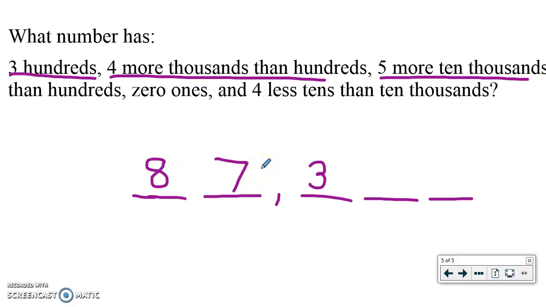Simple, the math you got to do. This one's nice, 0 1s. Okay, so my 1s place, put a 0 there. And finally, 4 less 10s than 10,000. Okay, so my 10,000 here is the 8. 4 less than that is 8 minus 4 is 4.